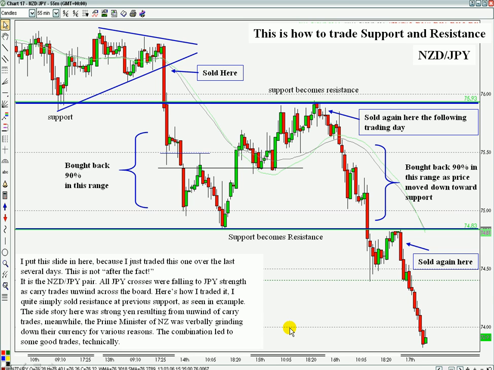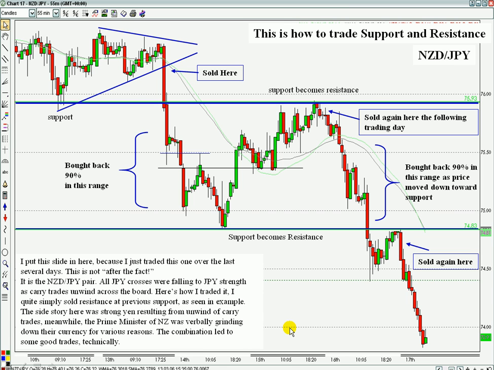This chart is an example of a trade that I actually made. After I'd made a series of trades on this currency cross, I decided to take a quick screenshot of it. It's a 55-minute chart, but effectively a 1 hour chart. I want to show you that I traded this almost solely on resistance and support.